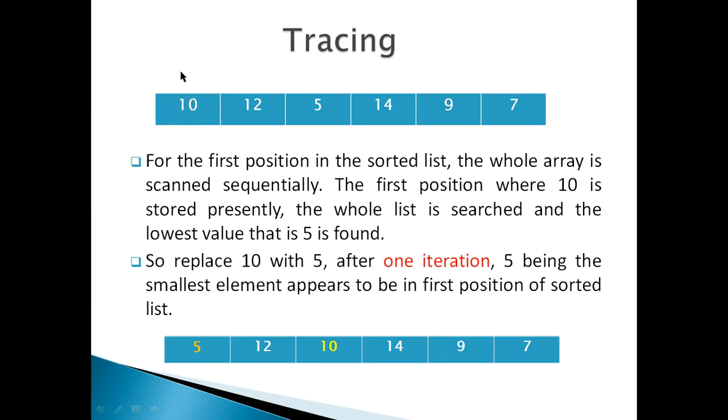Initially we have this unsorted array. We have a sorted array but it is empty. The entire list is the unsorted array. So what we will do now is compare 10 with 12. We set minimum as 10. Is 12 smaller than 10? No, right? Is 10 smaller than 5? Yes.